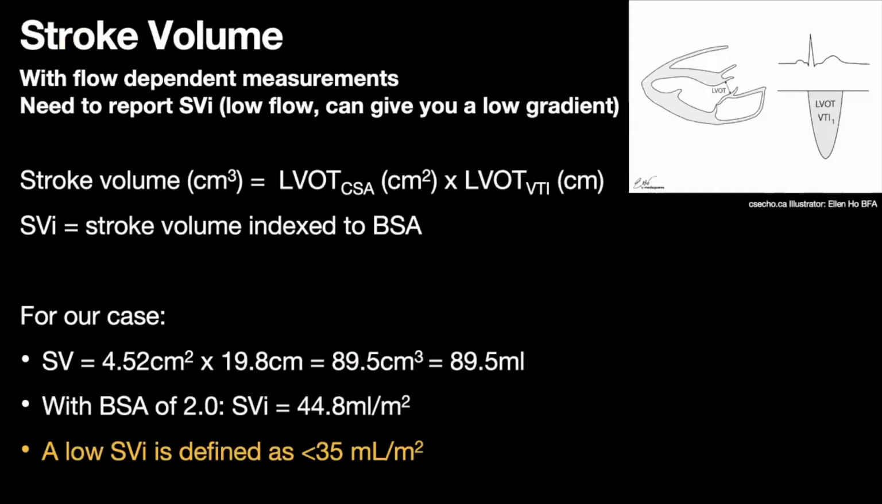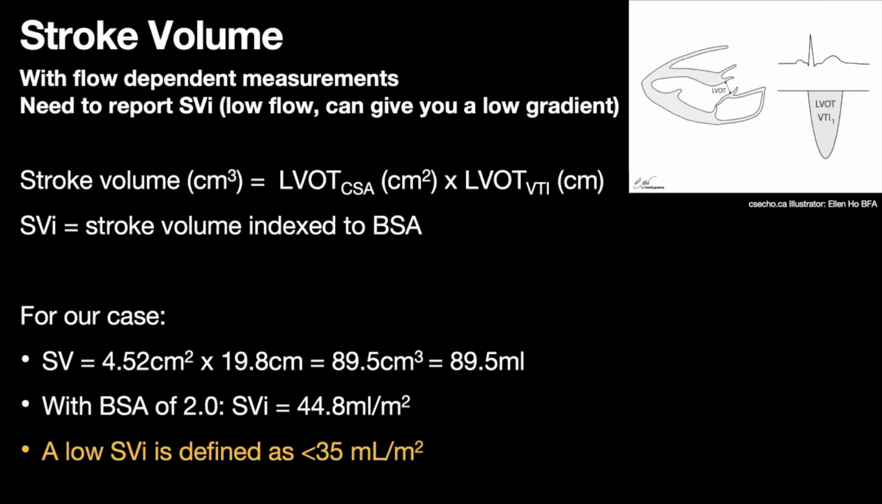Next, when you're reporting your mean gradient, you want to make sure that you're also assessing the stroke volume. As we talked about earlier, you can have that paradoxical low flow, low gradient where your EF is normal, but in small or hypertrophied chambers, you can have a low stroke volume. And low stroke volume means low flow, means that your gradients might not be accurate. They might not generate enough flow to generate the pressure gradient.